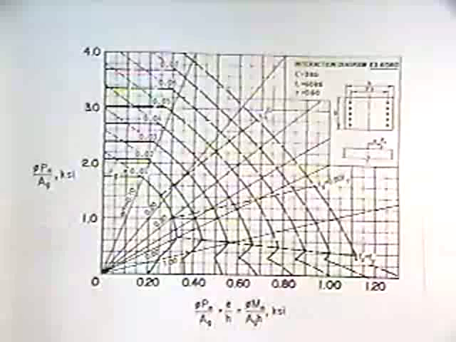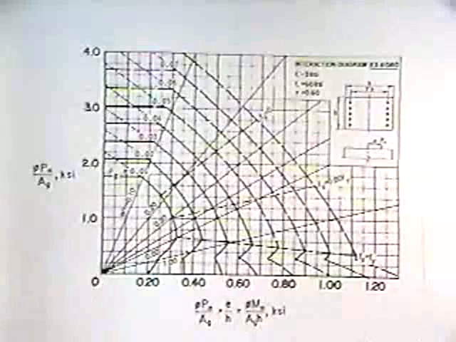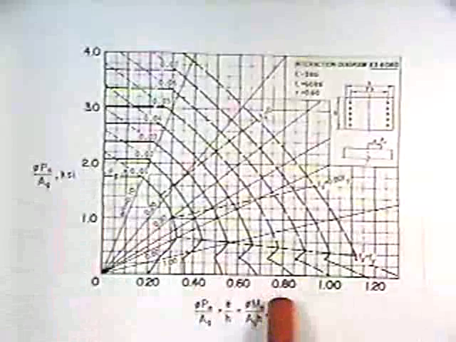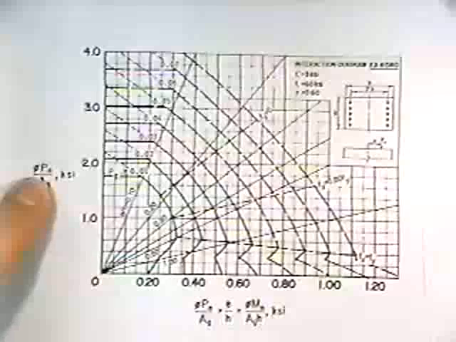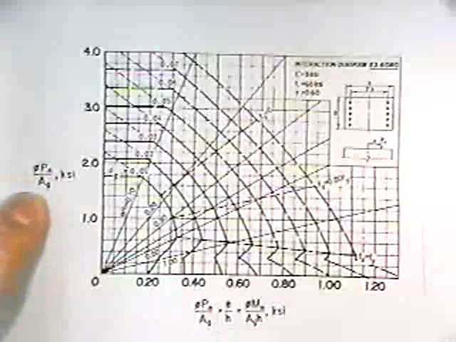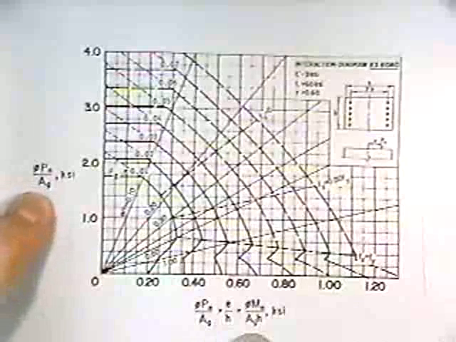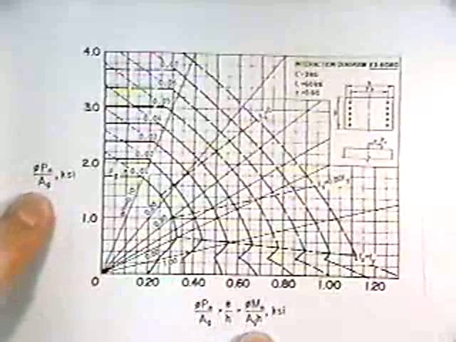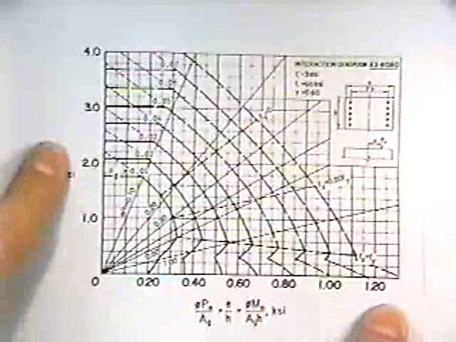Now, say I tell you, all right, you have a column, and on this column there's an axial force of 1,000 kips, and there's a bending moment of 1,200 kip-feet. So we know the moment, and we know P. Now, the next step is to assume a section of concrete. In other words, assume a concrete AG and H. So now you know the vertical axis and the horizontal axis.